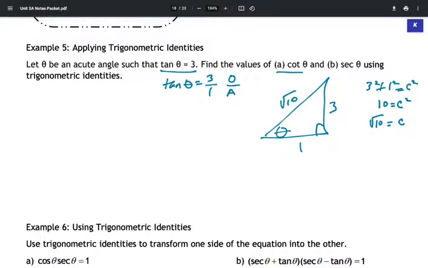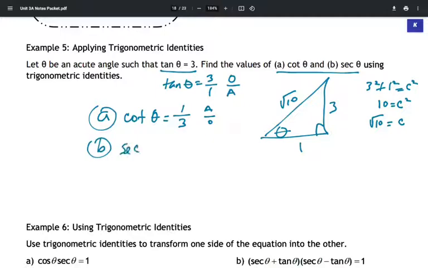Now they're asking me to find the cotangent and the secant. So cotangent theta is the reciprocal of tangent, so it will be 1 over 3, or adjacent over opposite. And then B is asking for the secant of theta. Secant theta is reciprocal of cosine, so it will be hypotenuse over adjacent. So square root of 10 over 1, which is just square root of 10.